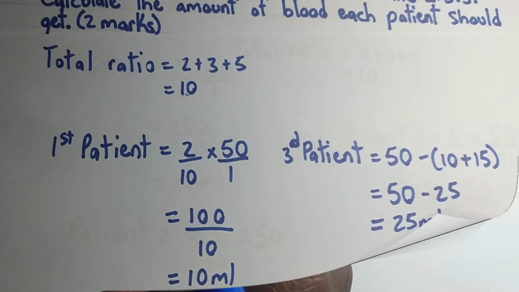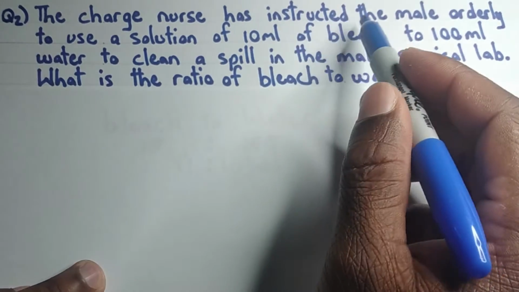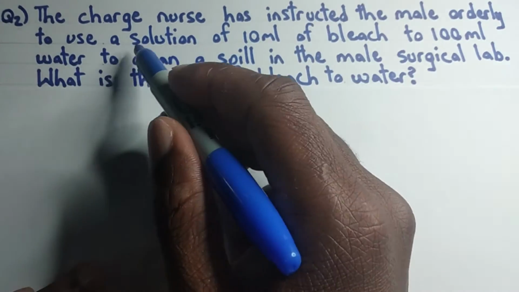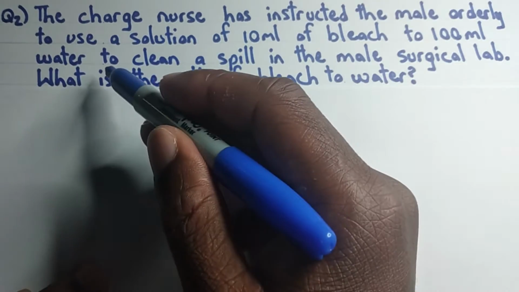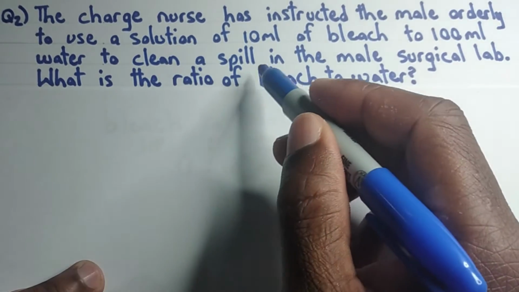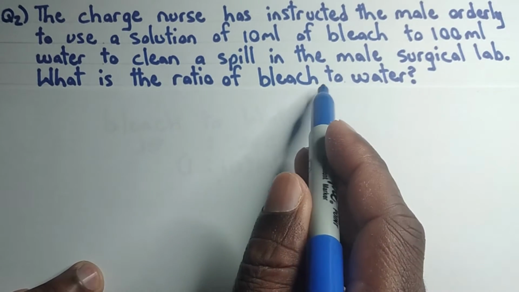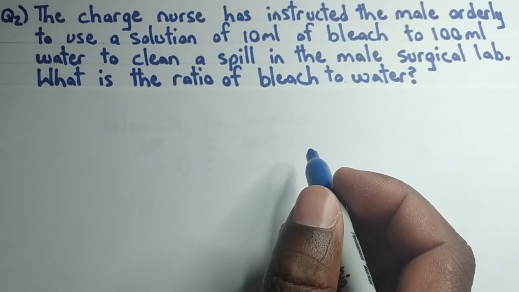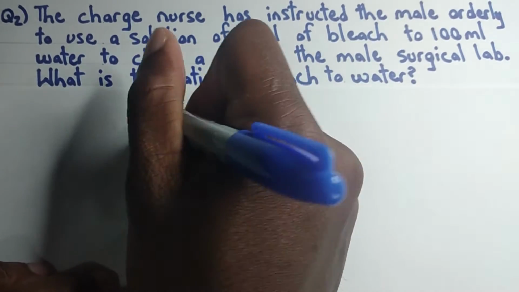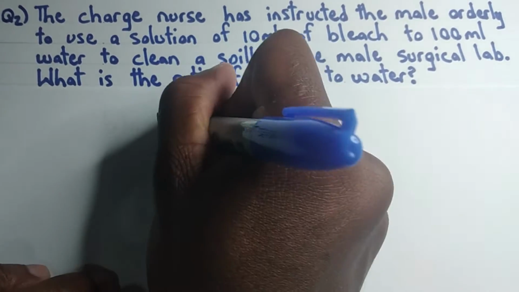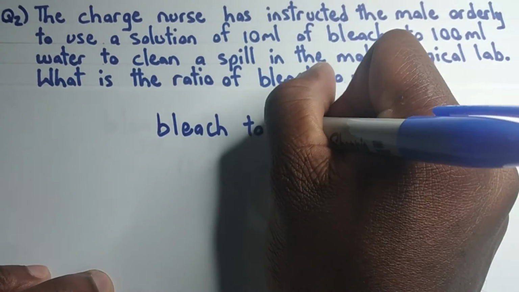Now let's look at question 2. So the charge nurse has instructed the male orderly to use a solution of 10 milliliters of bleach to 100 milliliters of water to clean a spill in the male surgical lab. What is the ratio of bleach to water? What we want to do now is to actually find what? The ratio of bleach to water.